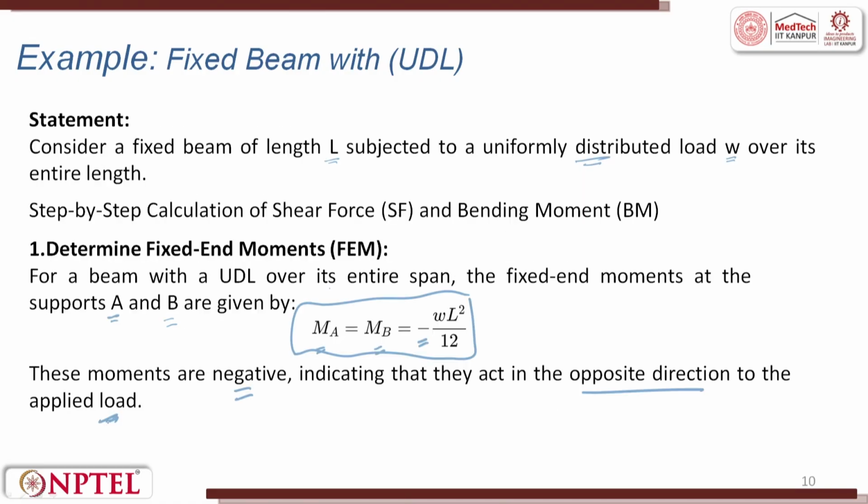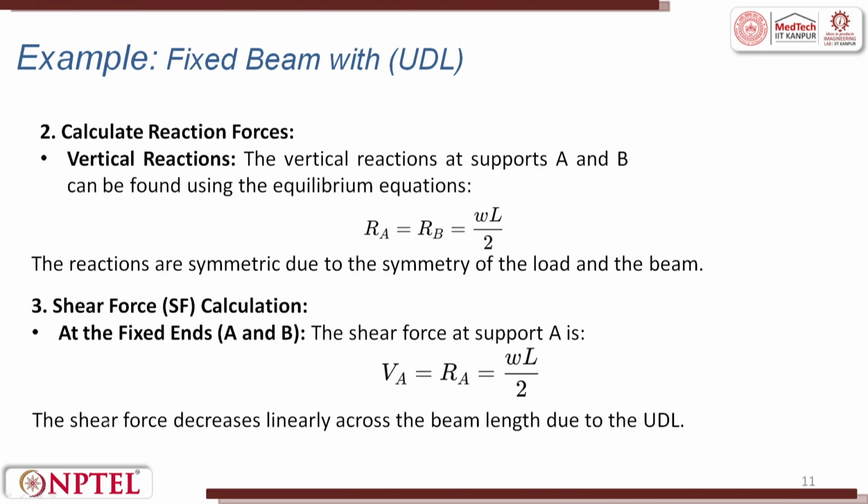Next, after calculating the moments, let us calculate the reaction forces. The vertical reactions at supports A and B can be found using the equilibrium equation: RA equals RB, that is nothing but WL by 2. The reactions are symmetric due to the symmetry of the load and the beam.